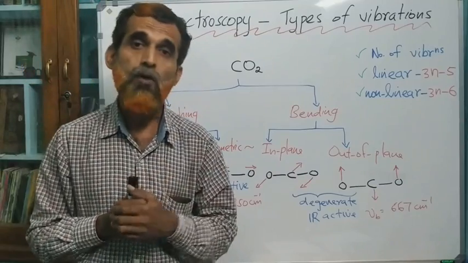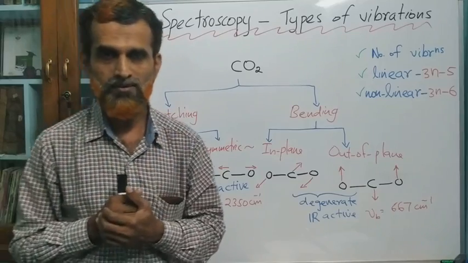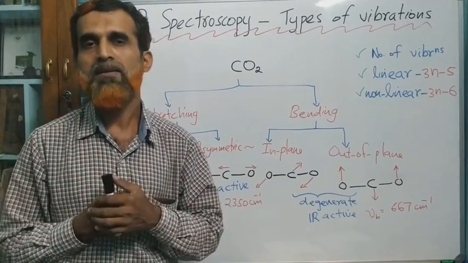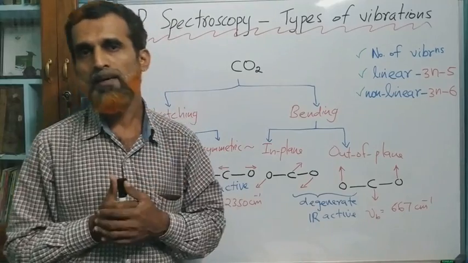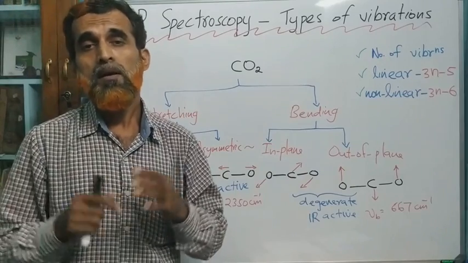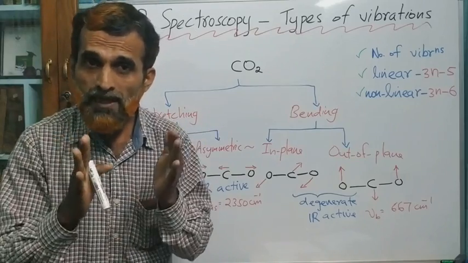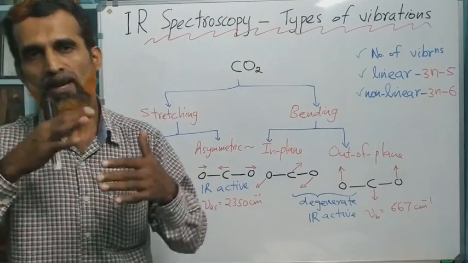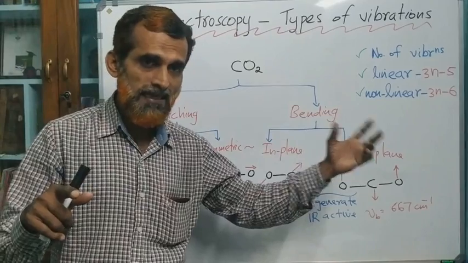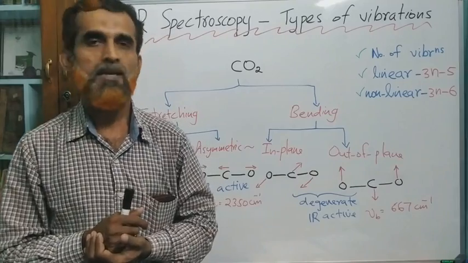Now here we discuss how to predict the number of vibrations possible for a molecule, and also how to predict which vibrations are IR active and which are not. Again, remember, in the previous class we have learned the necessary and sufficient condition for a vibration to be IR active. What is that? Vibration should accompany change in dipole moment. There should be a fluctuating dipole polarity change, so that electromagnetic radiation will interact with the molecule and result in absorption of IR radiation.